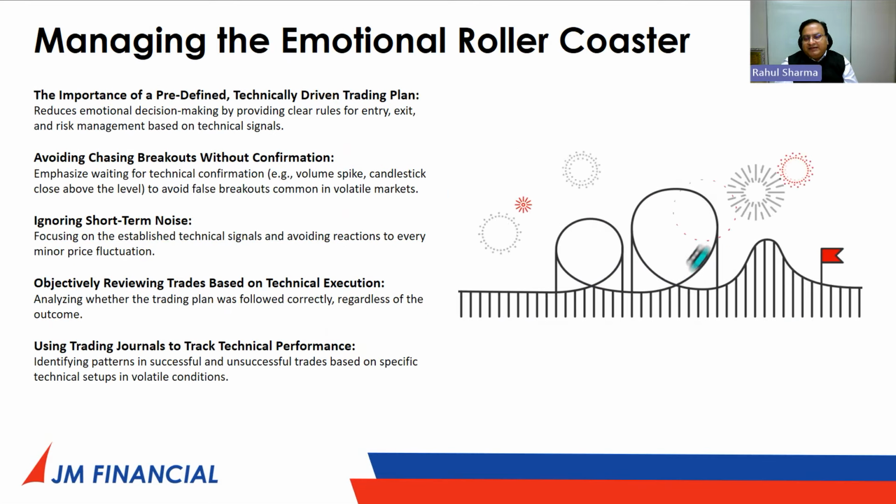What happens is the emotional roller coaster, which is very difficult for most of us. Now the single most go-to strategy is to have a predefined, technically driven trading plan. If you have a predefined plan, the decision making is minimal when the markets are on. So always have very clear rules for entry, exit, and risk management based on technical signals. Avoid chasing breakouts without confirmation. Unless you see volume-based confirmation or a closing-based confirmation, avoid chasing breakouts, especially if it is a volatile phase in the market.